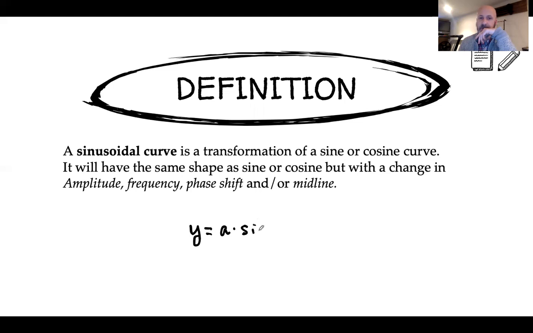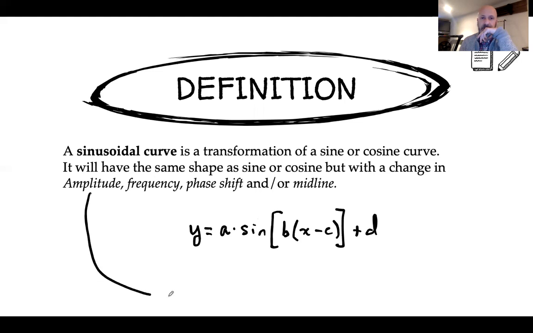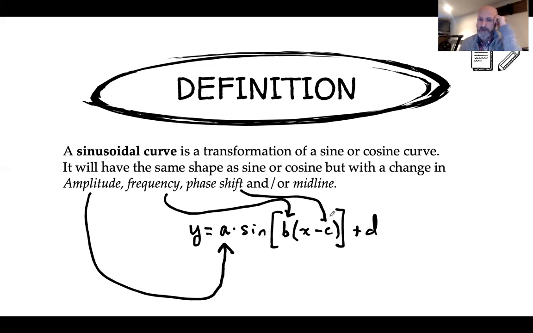A times sine or cosine of b times (x minus c), plus d. So just to make this clear, the amplitude is this multiplier here. The frequency is this multiplier right there. Notice the period does not show up in the graph at all. However, if you want to know the period, just use the formula, 2 pi over the frequency. Phase shift is right here.